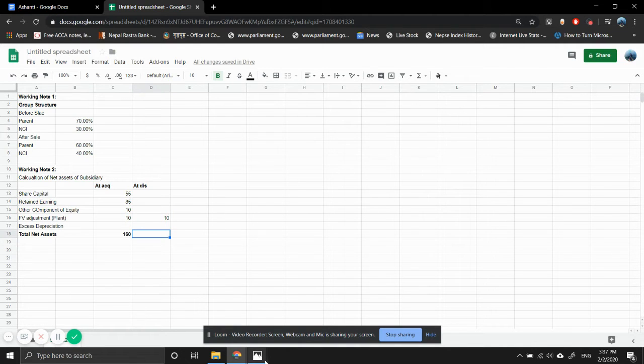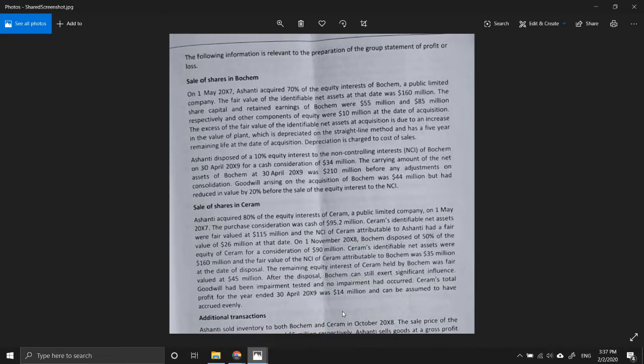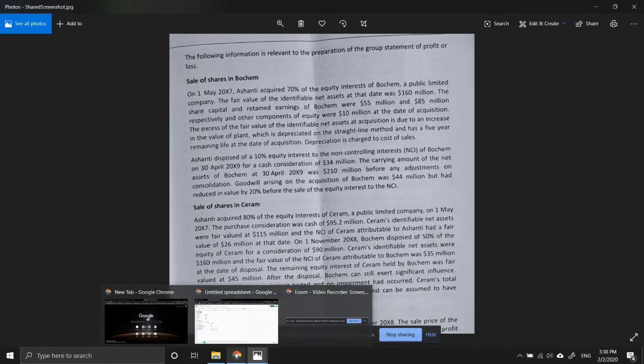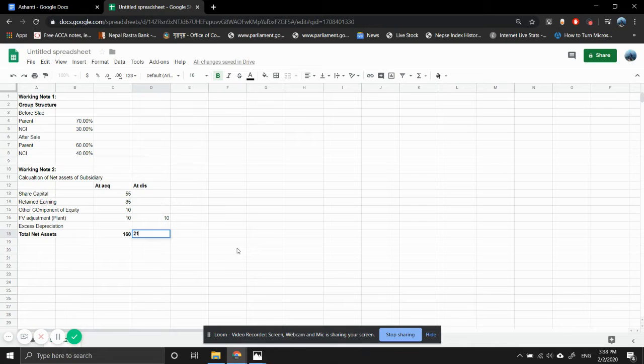That will be the same. So what's our net assets at disposal date? So when did we dispose of it? So we disposed 10% on 30th April 20x9. So at the year end itself, right? So it was disposed of at year end, okay? 210. Okay, 210. That's given, and then let's see the timeline.